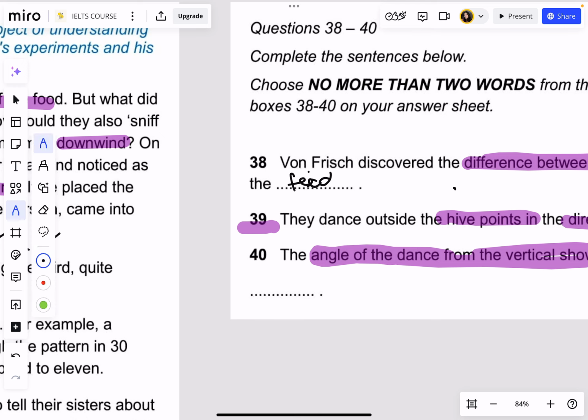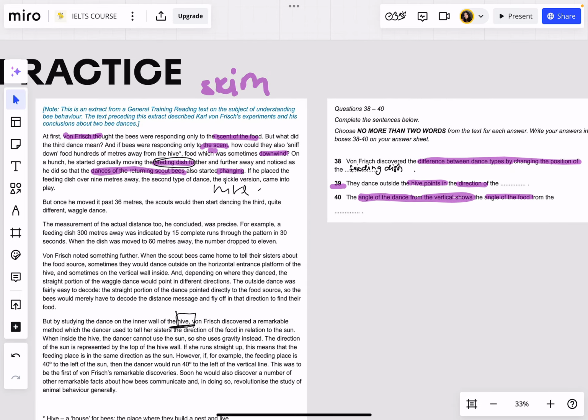Feeding dish. Okay. They dance outside the hive points in direction of the.